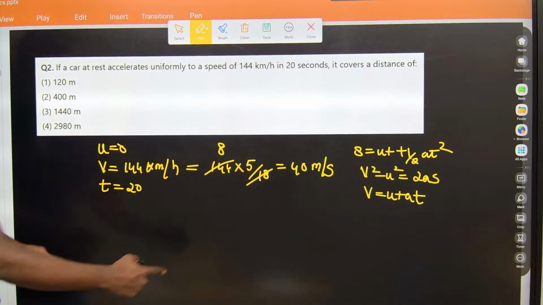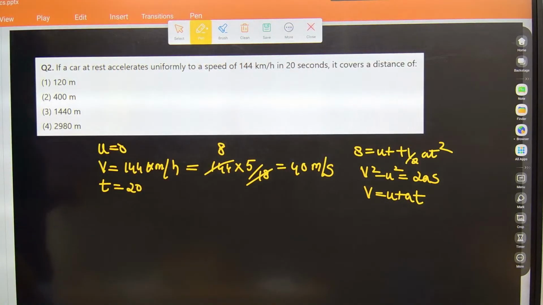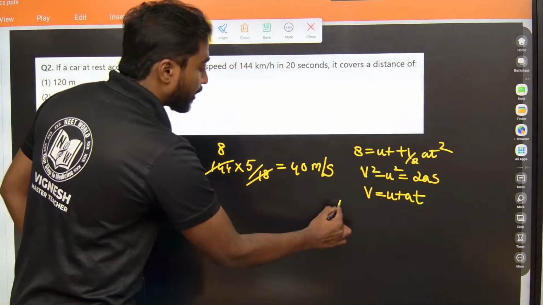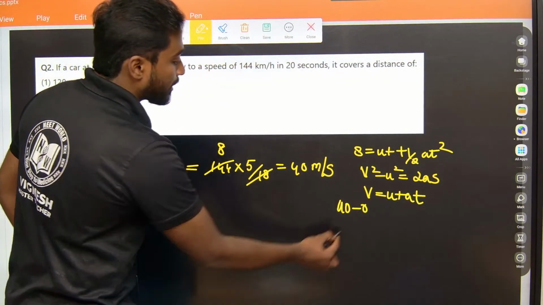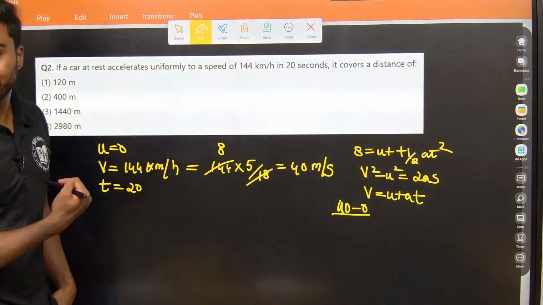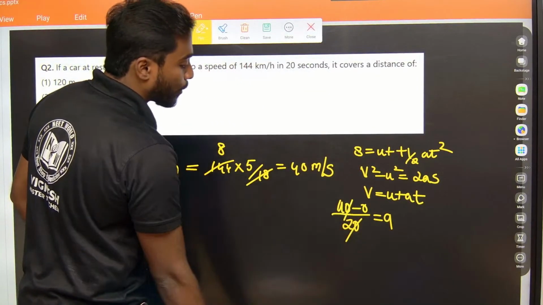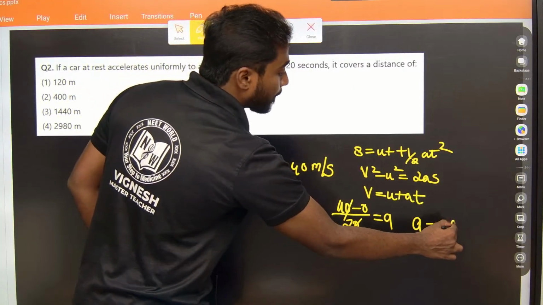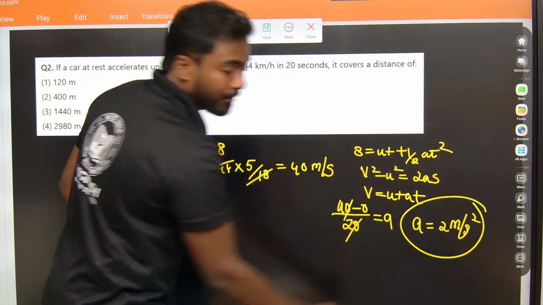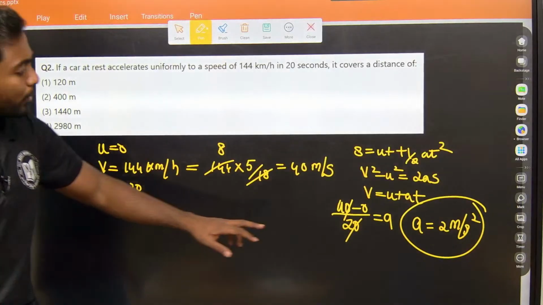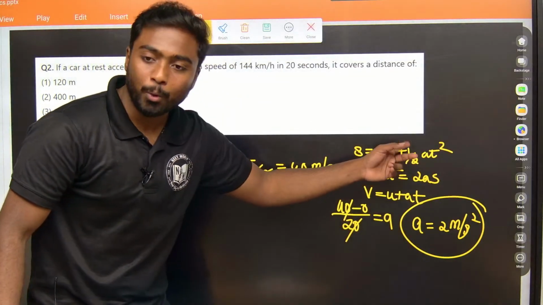So what is the final velocity? 40, right? So 40 minus 0 divided by how much time? 20 seconds. So a equals 40 by 20, where the zeros get cancelled. A will be equal to 2 meter per second square. So take the value of a and substitute in either 1 or 2.